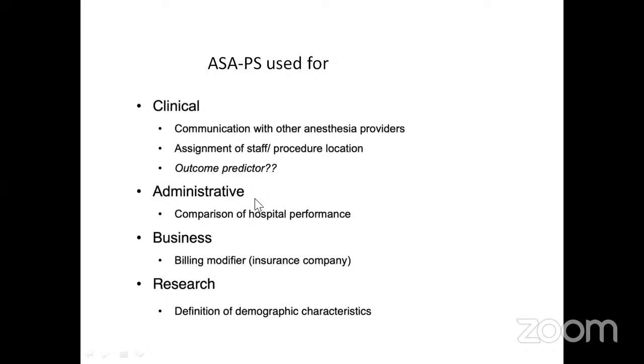What is ASA physical status used for? For clinical communication between the anesthesia providers in sign-offs, assessment for staff and procedure location, and outcome predictors. For administrative purposes, for comparison between hospital performance. In business, for billing modifier, and research purposes, where we use it as an inclusion criterion.